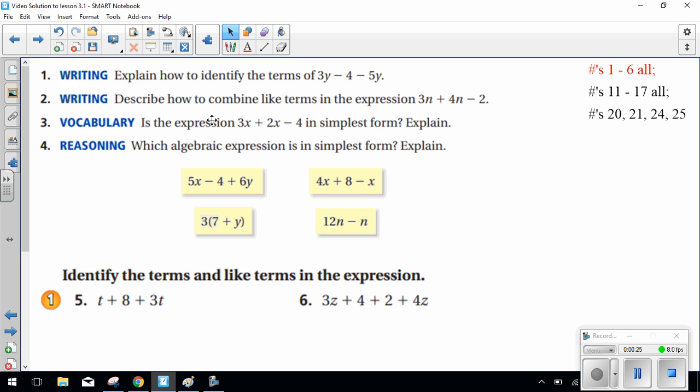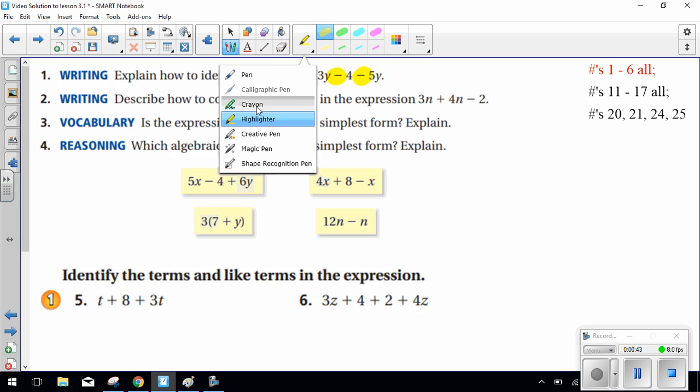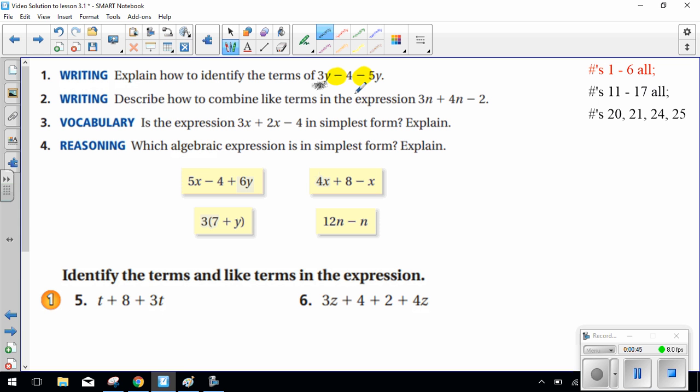All right, number 1. Explain how you identify the terms of 3y minus 4 minus 5y. So the way we identify the terms is that we look between the plus and minus signs. So between the plus and minus, we have 3y and we have negative 4. Remember, minus means plus opposite. So this is technically negative 4. And here we have plus negative 5. So the plus and minus signs separate the terms.